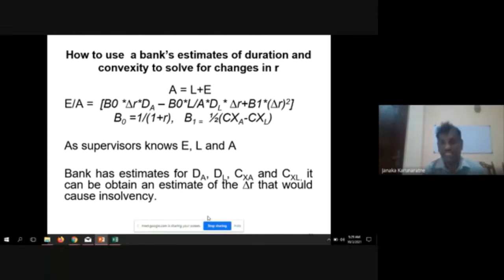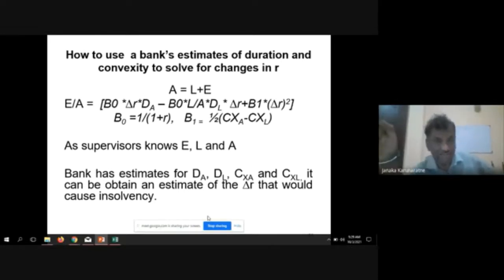Because when you see these things, you have to manage risk, because you don't have any control over the interest rate. That is a macro variable, right? So those are macro variables. But in your bank, you have control over your asset and liability structures.